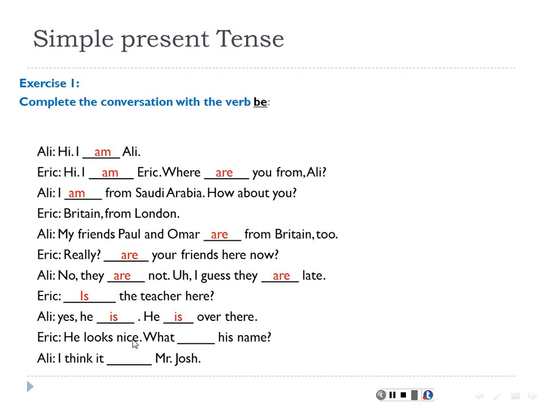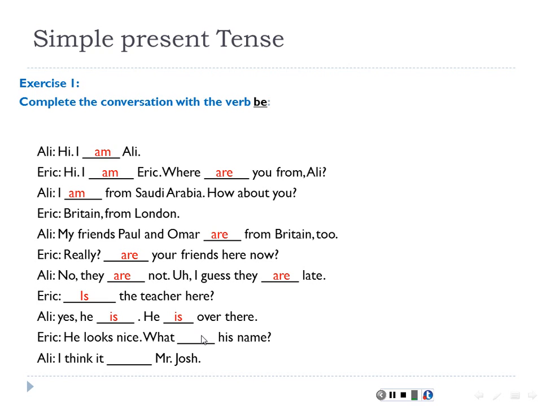He looks nice. What is his name? So here we have a question, another question. ما هو الشيء الذي يسأل عنه إريك؟ ما هو الشيء الذي يسأل عنه؟ What is his name. يسأل عن اسم المدرس. His name. اسمه. ما هو اسمه؟ So we are asking about a thing. A thing. شيء. نسأل عن شيء. عن اسم. So we said with things مع الأشياء إذا كانت مفردة we use it. Do you remember? Yes, we use it.